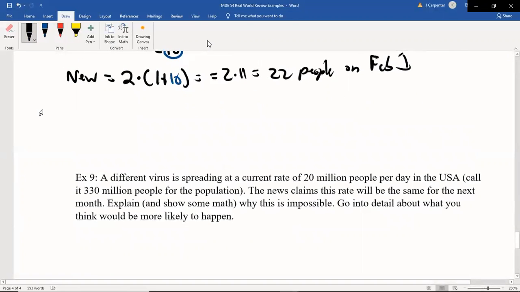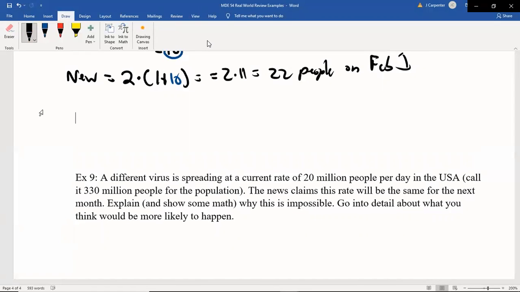All right, last problem for the day and we'll let you out. A different virus is spreading at a current rate, notice I said current rate, of 20 million people per day. Oh, wow. That is a fast spread. That's faster than any spread we've seen, honestly. So this is talking about just the USA. We're ignoring all other countries, and we're going to call the USA population 330 million people, which is about what it is today.